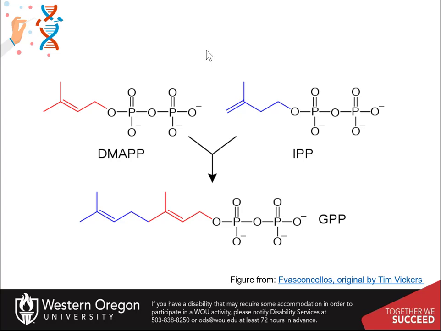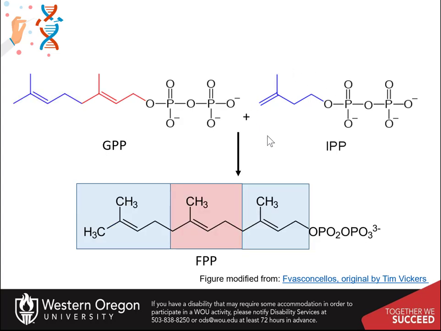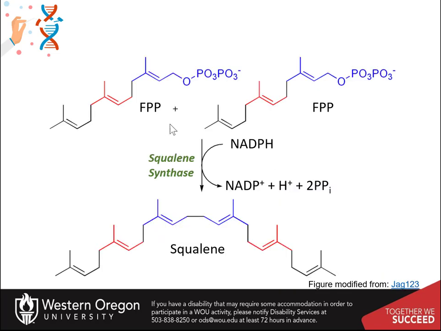In the first step, the isoprene building blocks are activated to the diphosphate intermediates, dimethylallyl pyrophosphate, DMAPP, and isopentenyl pyrophosphate, IPP. The IPP subunit is transferred to the DMAPP, forming geranyl pyrophosphate, GPP. Another isoprene unit is transferred to the geranyl pyrophosphate to yield the 15-carbon intermediate farnesyl pyrophosphate, FPP. Two farnesyl pyrophosphates are then joined to yield the 30-carbon precursor squalene.